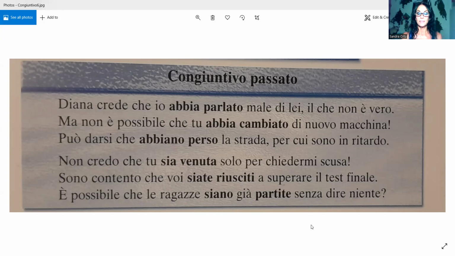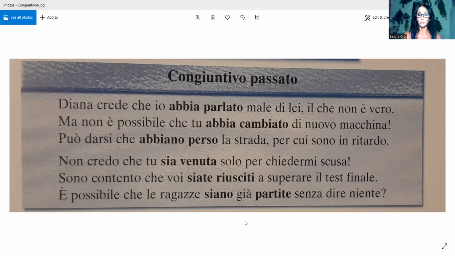As I said, exactly the same rules and construction as passato prossimo. So if you don't remember, I'm sure you do, but just in case, if you do need to refresh your rules for passato prossimo and when to use essere, when to use avere, go to one of my videos which explains the passato prossimo.